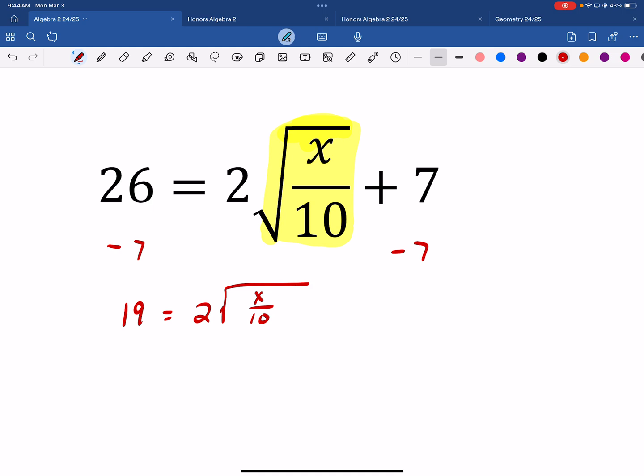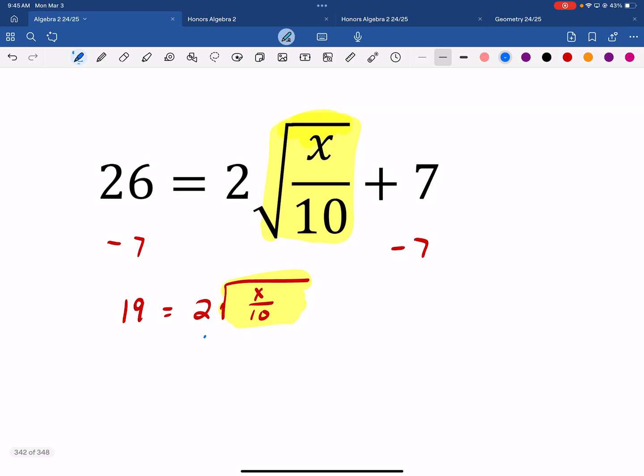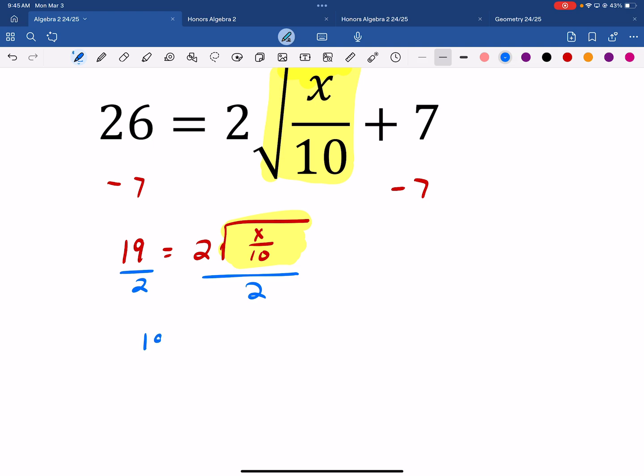Now what? Again, this is highlighted, so just think about this as 2 times a highlight. How do you get rid of 2 times a highlight? Divide by 2. Fractions are ugly, but they're okay. Just leave it as 19 halves. That's going to equal the square root of x over 10.